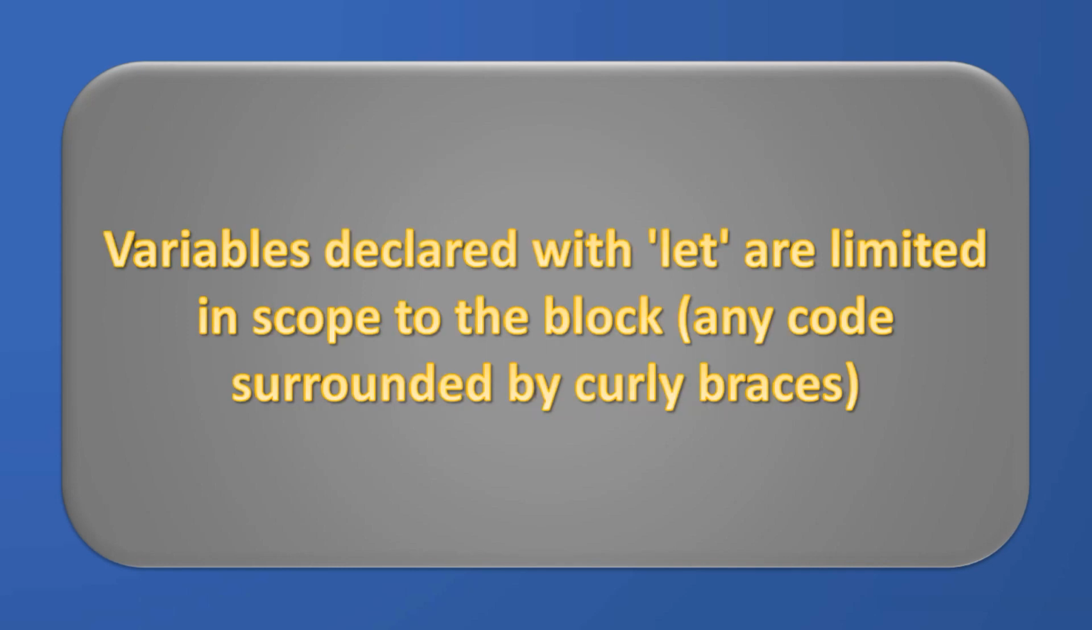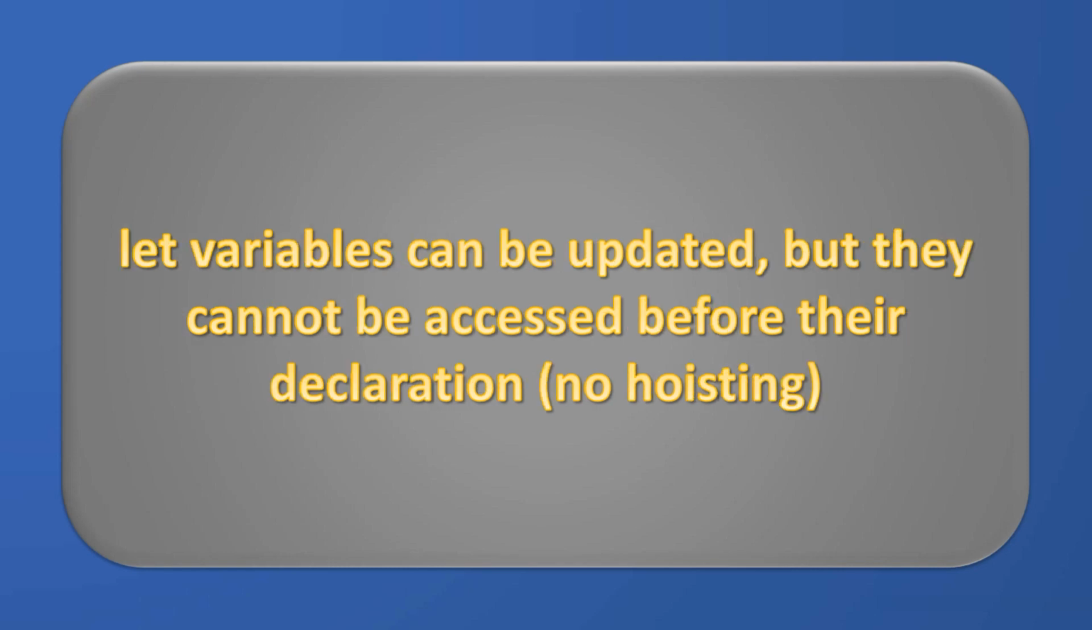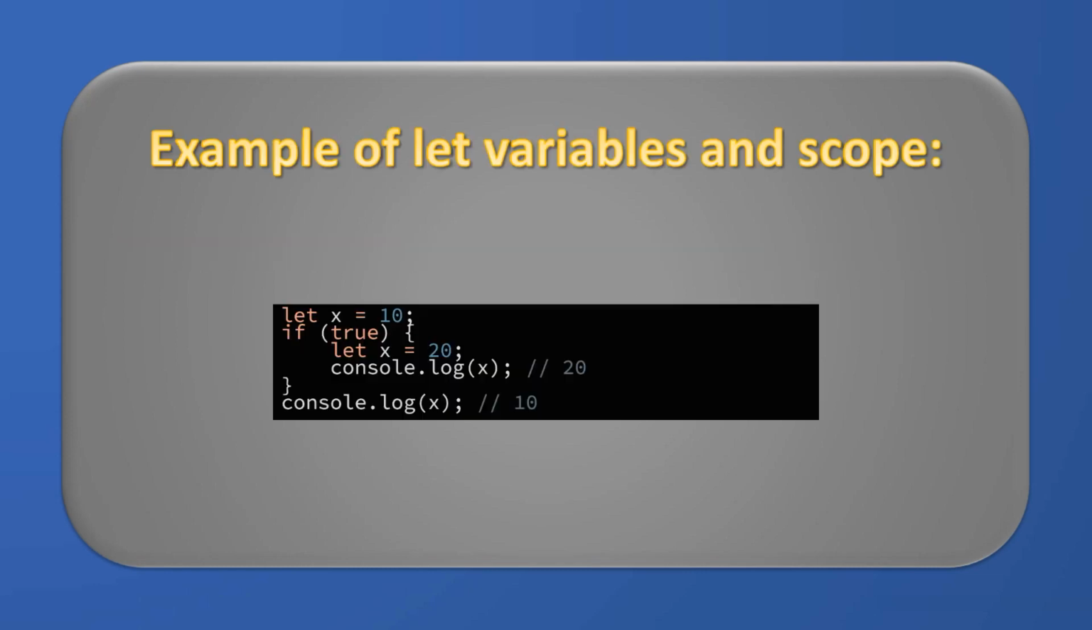Variables declared with let are limited in scope to the block, meaning any code surrounded by curly braces, unlike var. Let does not allow redeclaration of the same variable within the same scope. Let variables can be updated, but they cannot be accessed before their declaration. No hoisting in this case. Example of let variable and scope can be found below.